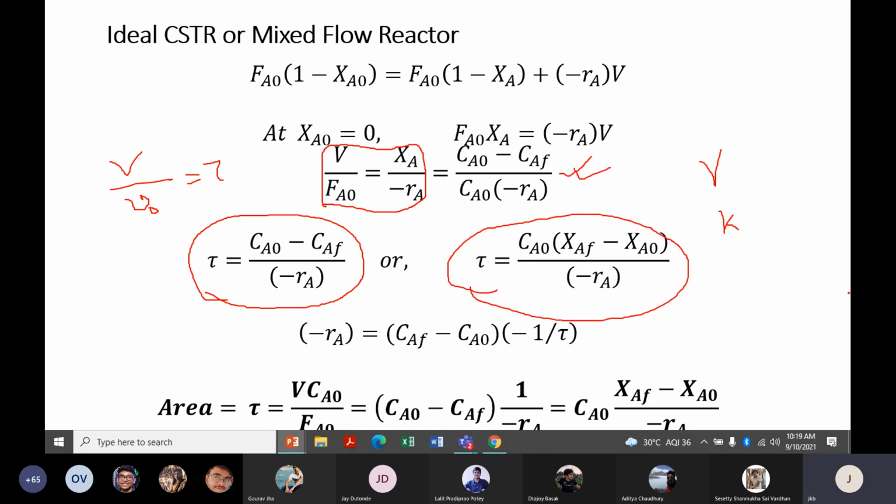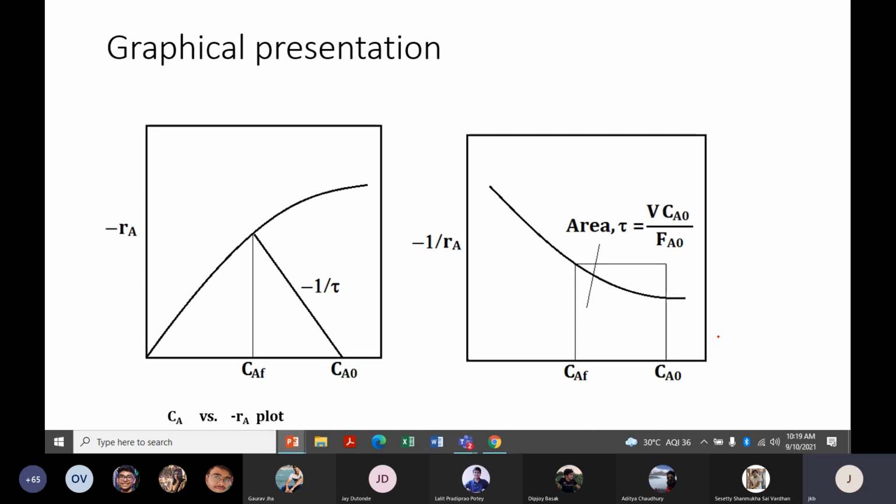And why is it written in terms of tau? We are getting two equations. Tau is equal to V times CA0 by FA0, which is equal to (CA0 minus CA) over minus rA, and in terms of conversion, this. So if we plot it, I have already discussed this, but I am repeating because this is the main part of reactor design.